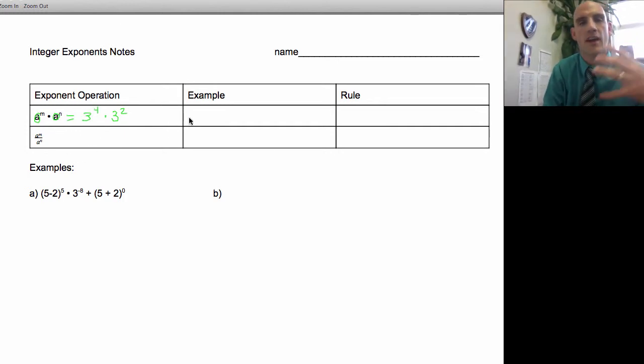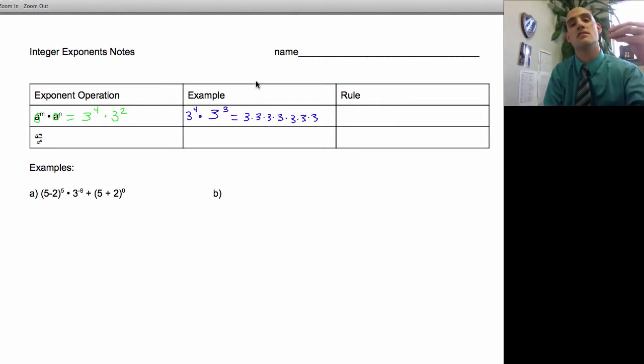When we look at this, if it's 3 to the fourth times 3 to the third, really what we're looking at is how many times it is used. So 3 times 3 times 3 times 3 would be the first one, and then the second one would be 3 times 3 times 3. So in total we have 7 of these 3's.